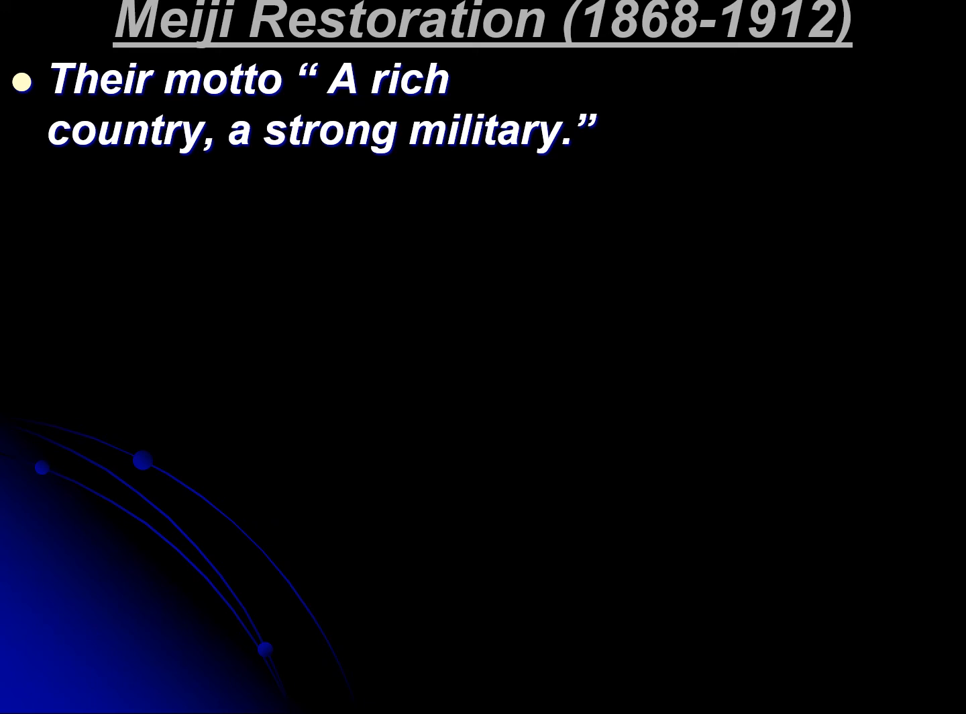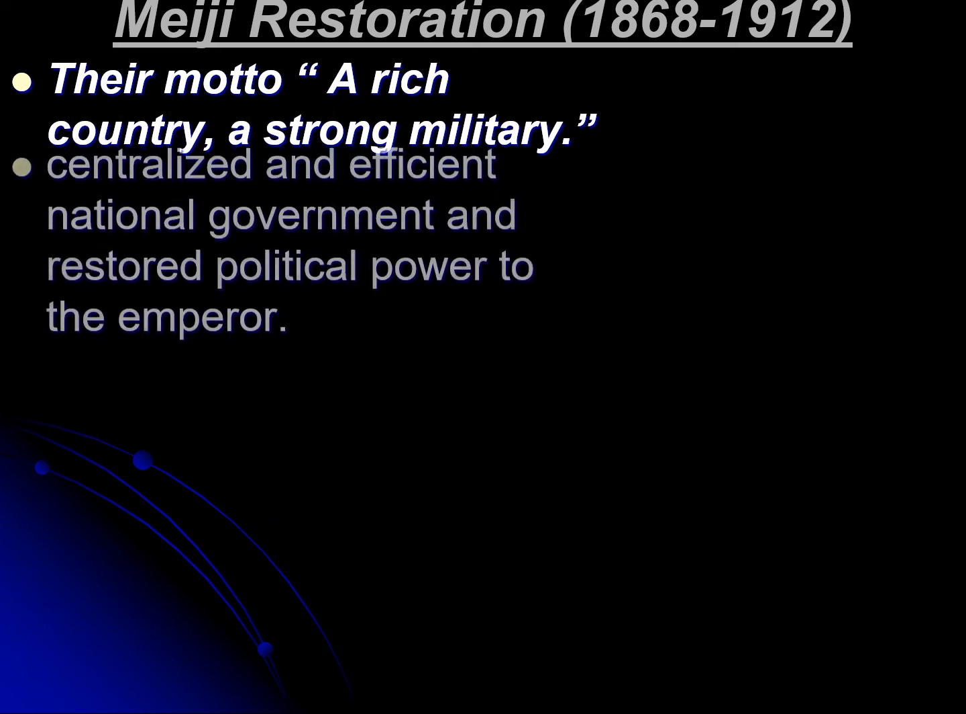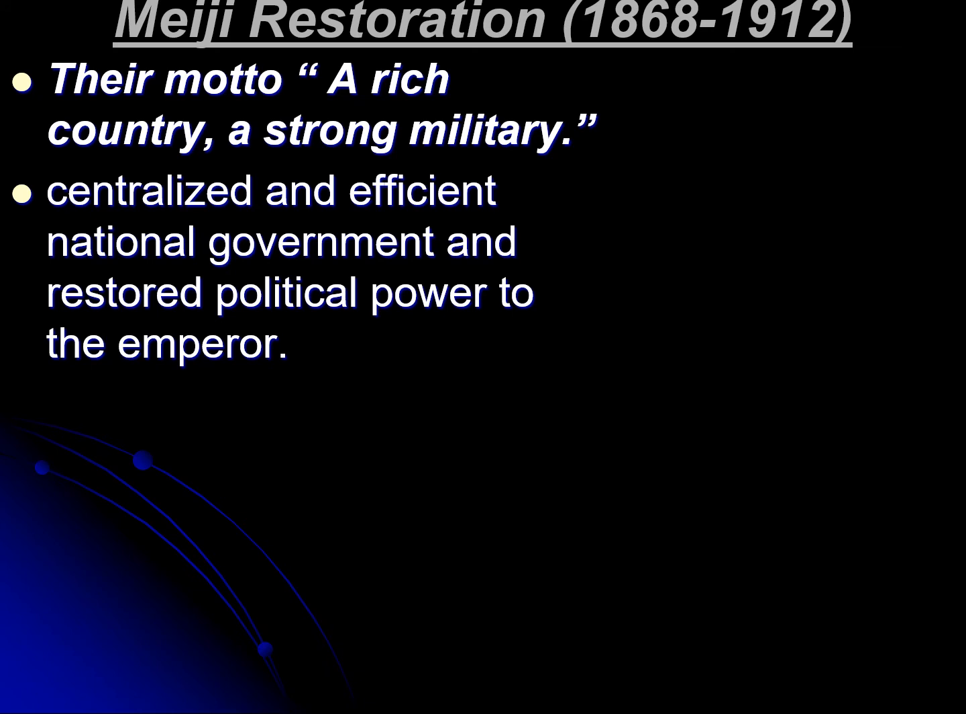Okay, so they decided to restore a central monarchy to get rid of the shoguns. Okay, so to get rid of these military leaders and to actually restore power to a monarch. Because remember before, their monarch was basically just a puppet government, all right, more of a figurehead. And they actually decided to restore, call it the Meiji Restoration, power to their monarch. Okay, a rich country, a strong military became their motto. Okay, they centralized an efficient government, so no more feudalism. They ended feudalism.